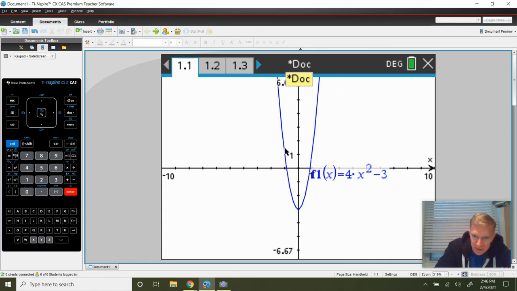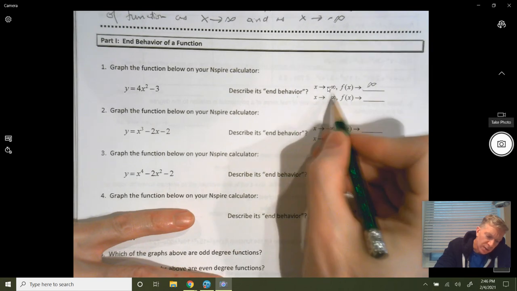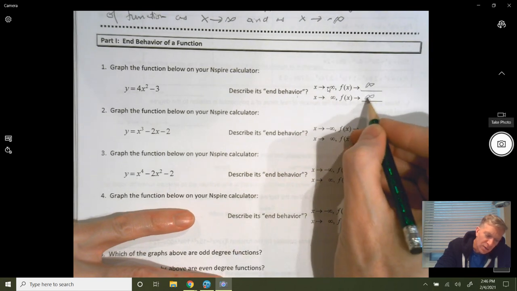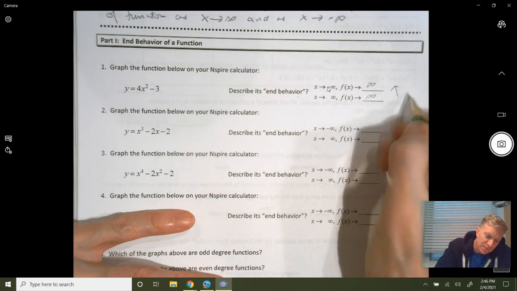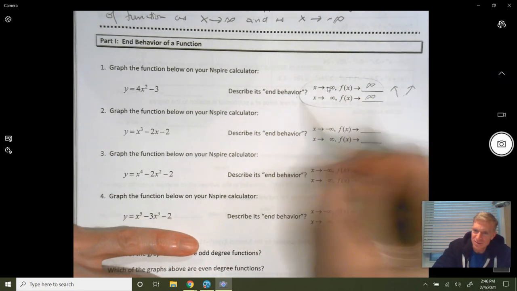which means as x goes off to negative infinity, we're talking about the left side of this graph. As x goes off this way, my y value is going off to infinity. Okay, and as x goes off to the right, to positive infinity, my y value is also going to positive infinity. Okay, so on the left and the right, we're going off to infinity. Our graph looks up to the left and up to the right. This is an abbreviated way to say this.